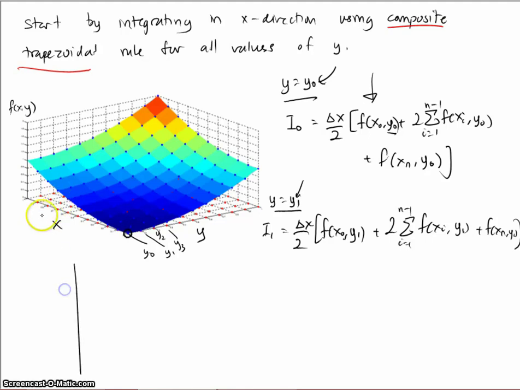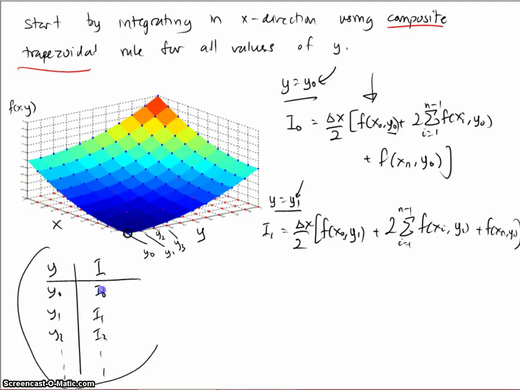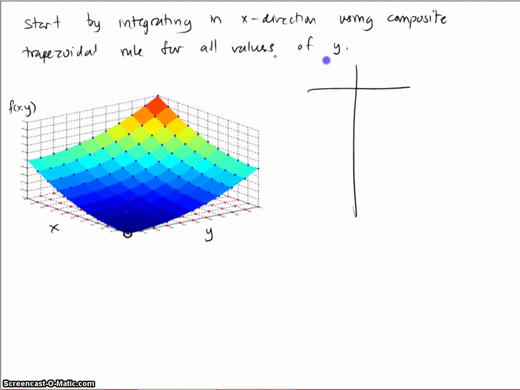So eventually, you have different values of y: y0, y1, y2, and so on, and then the corresponding values of the integral that you get, which are your I0, I1, I2, and so on. Having this table, or having completed the integral in the x direction for all values of y, what you want to do next is the integral in the y direction. So this will be the table of values that you are going to use. Let me write it here again.